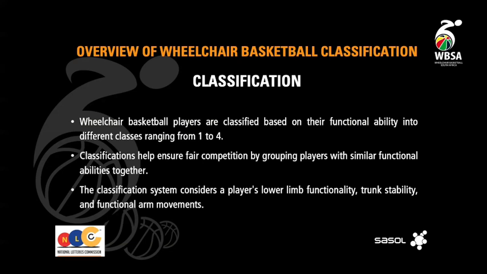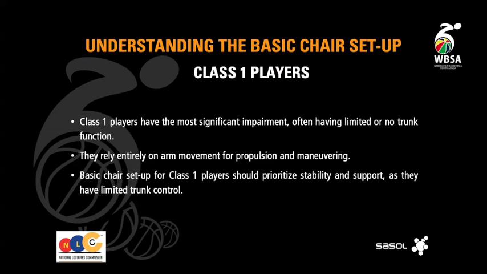Nice one, Jerry. Okay. So the class one players, we're looking at significant impairment. They basically have limited or no trunk movement. So their movement is just above the chest.